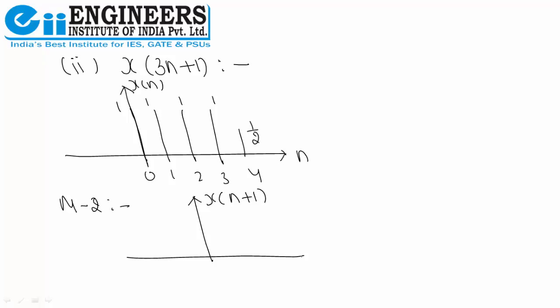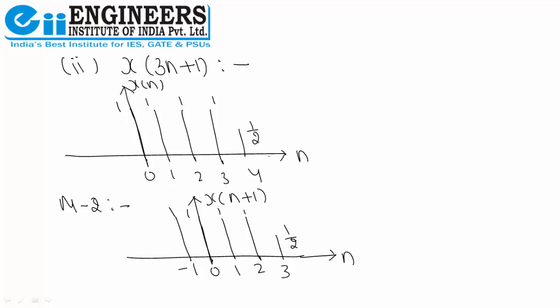Now if there is x[n+1], that means we want to shift by 1 to the left hand side. Okay, so 0 value will start at the -1 value. So -1, 0, 1, 2, and this is your 3. So 0, 1, 2, 3, with values 1, 1, 1, 1, and the amplitude will become 1 by 2, right? So we have performed the shifting operation.